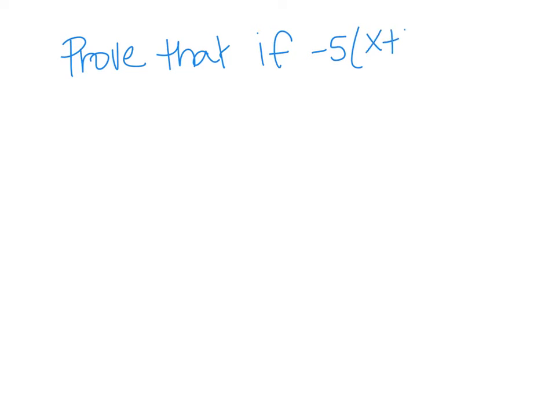So we're going to prove that if -5 times x plus 4 equals 70, then x equals -18.